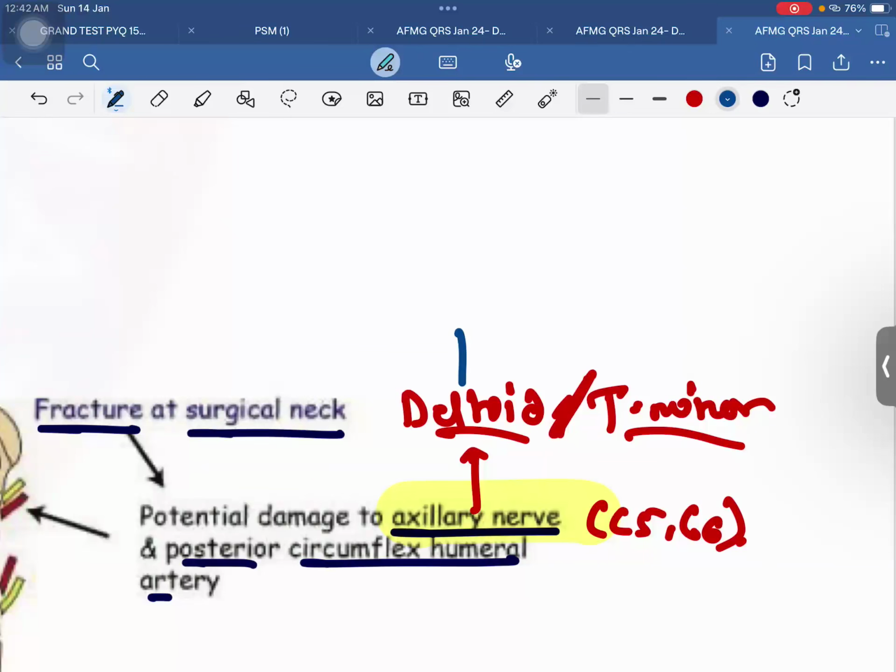Yes, so definitely it is responsible for abduction between 15 to 90 degrees, and above 90 degrees, beta, it is done by the trapezius and the serratus anterior muscle. Yes, above 90 degrees or overhead, the abduction is done by serratus anterior and the trapezius muscle.